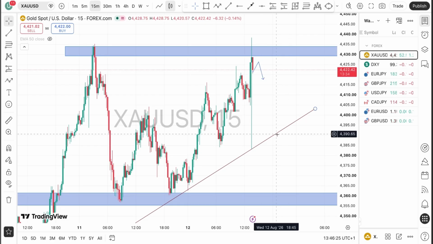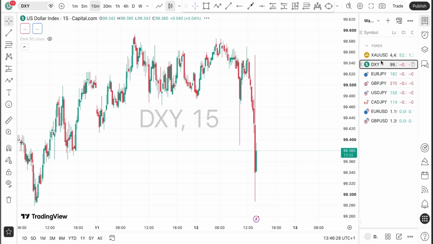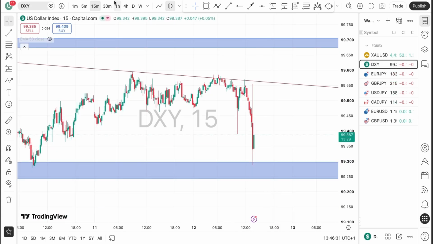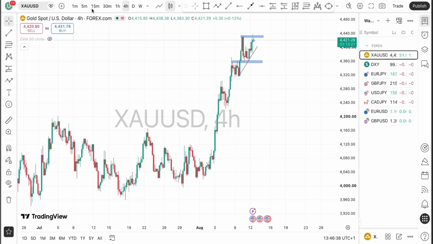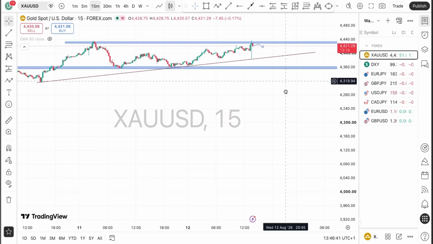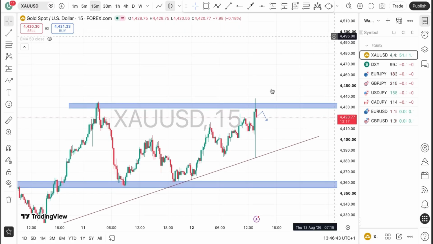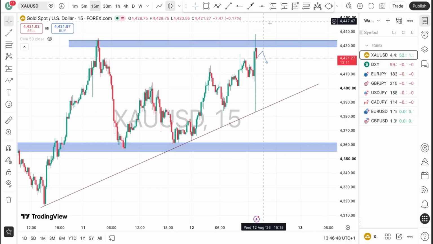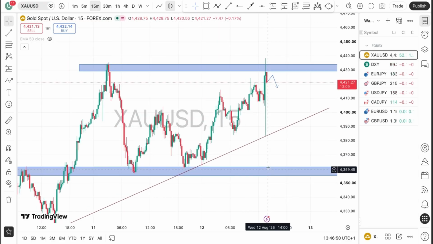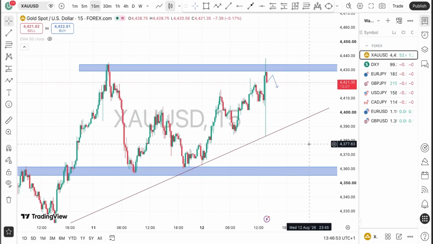Why will I be selling? Because DXY is currently going to start buying because it has tapped the support zone here. So we're still going to get a push up to the upside. If DXY is buying, gold will be selling. It was because DXY sold that gold bought. It just tapped. That's what CPI does. It goes in different directions. So that's just how I trade my CPI.